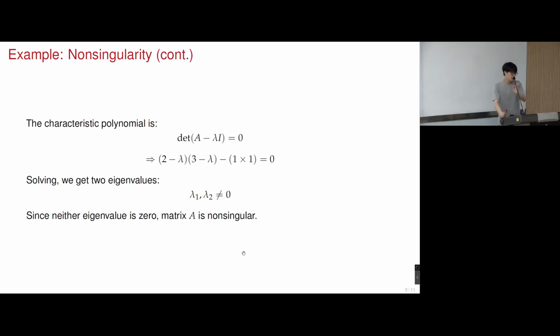Oh, and we also talked about this. I already solved this, but let me just briefly talk about it. We can get the characteristic polynomial for this function, which is what's written on the slide. If we solve this, we can see that the two eigenvalues are not going to be 0. And because neither eigenvalue is 0, we can say that the matrix is non-singular, which is another way to say that the matrix has an inverse. Okay.